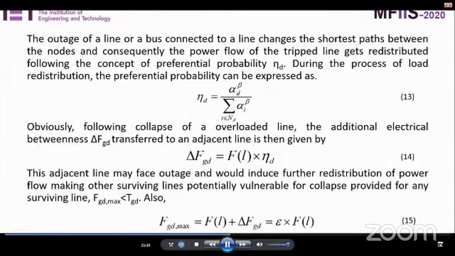After an outage, the power flow of the tripped line gets redistributed using the concept of preferential probability, which can be represented in equation number 13. Now, for the collapsed overloaded line, the extra electrical betweenness is transferred to the neighboring lines, and that is represented by equation 14. And this process of collapsing the neighboring lines or nodes continues until a surviving line condition occurs.